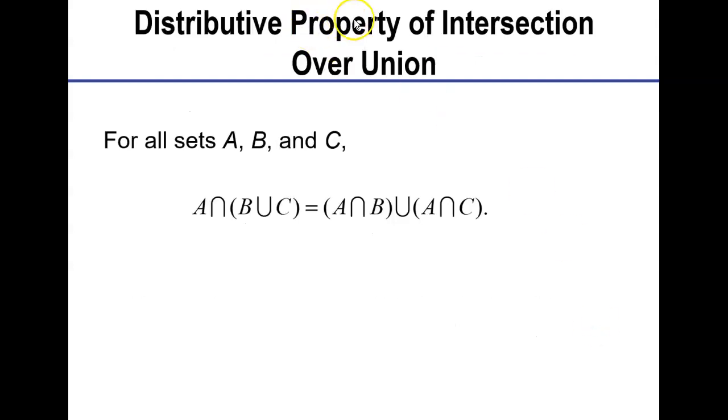Now, the distributive property of intersection over union. So for all sets A, B, and C, okay, so if you look here, if we distribute the A intersection to B, then over here, we're going to get the first parentheses is going to be A intersection B. And then we have that union here. And then we're distributing the A intersection to the C. Therefore, in parentheses, we have A intersection C.